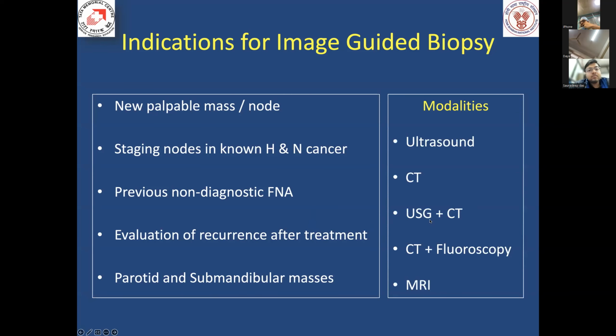So there are multiple modalities that are available. It can be ultrasound or CT scan. Sometimes we use a combination of both ultrasound and CT scan. And I'll show you some examples where fluoroscopy also has played a role to do a biopsy in the head and neck region.